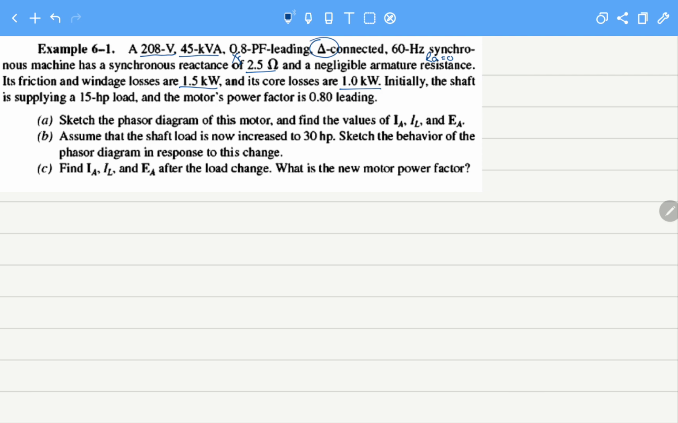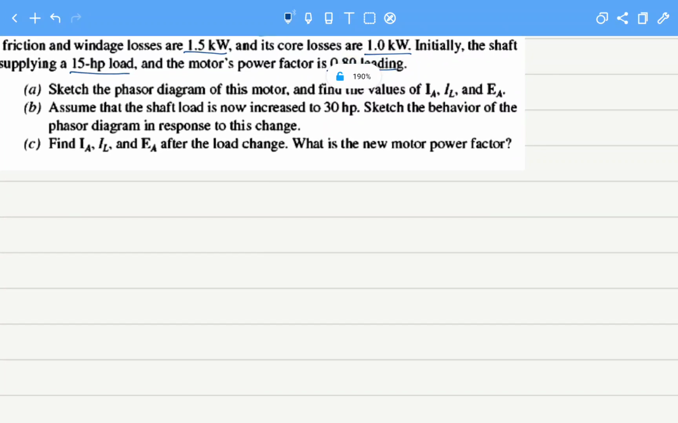kilowatt, and the shaft is supplying a 15 horsepower load. This is the pull load, and the motor's power factor is 0.8 leading. So the first task that is assigned to us is we have to sketch the phasor diagram of this motor and find the values of IA, that is the armature current, IL, which is the line current, and EA, which is the armature in voltage or the voltage induced on the windings.